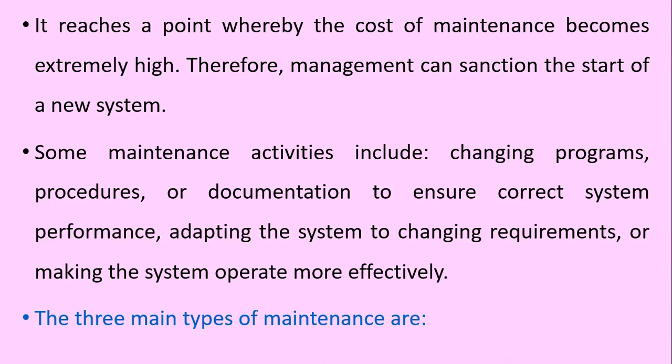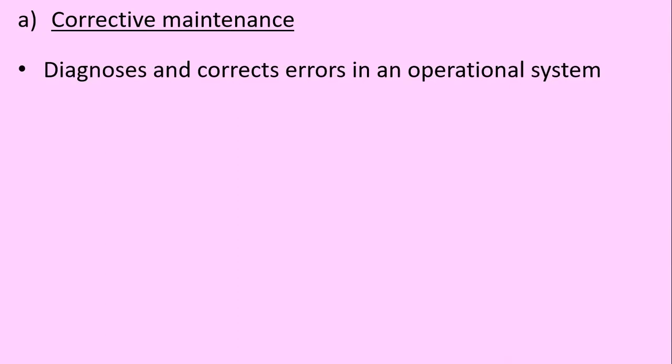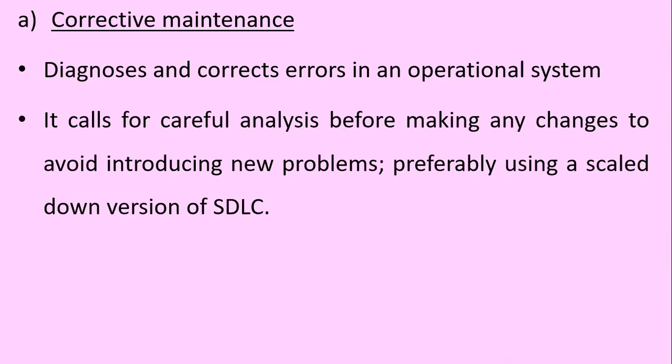So, the three main types of maintenance are: number one is what we call corrective maintenance. Corrective maintenance diagnoses and corrects errors in an operational system. It calls for careful analysis before making any changes in order to avoid introducing new problems, preferably using a scaled-down version of the system development lifecycle.